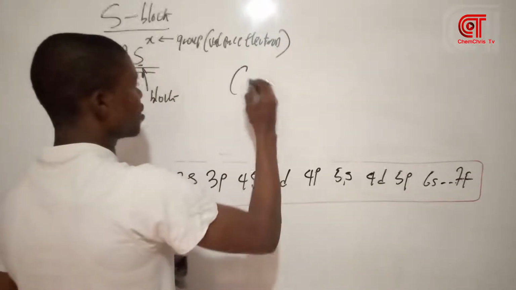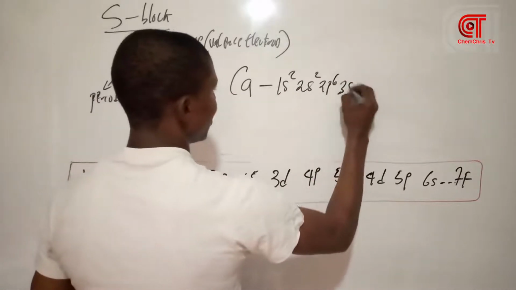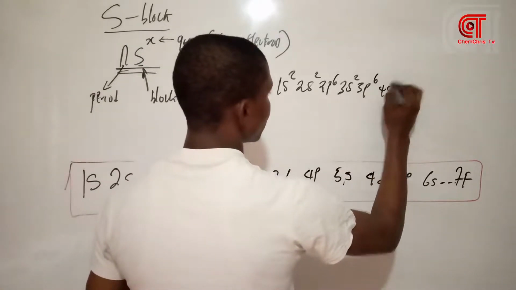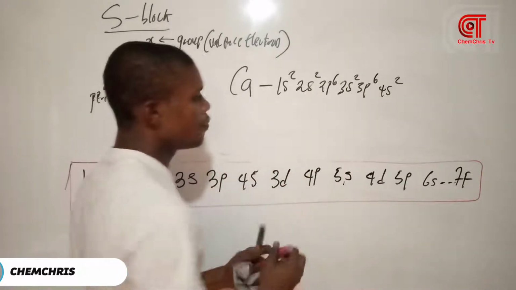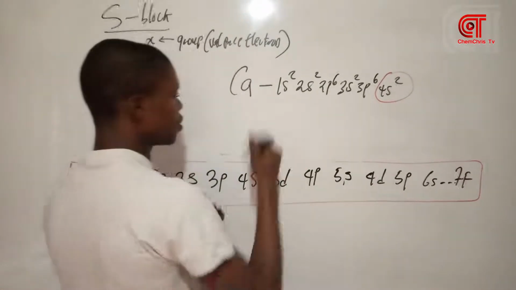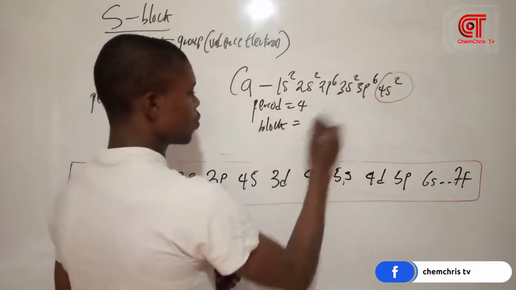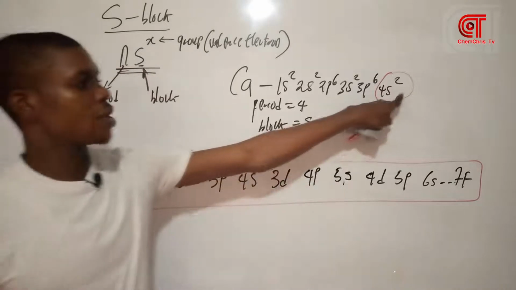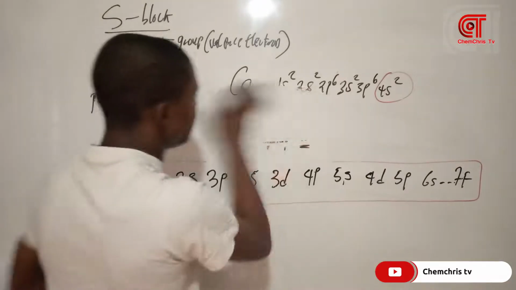Now maybe if you have calcium, it is 1s2, 2s2, 2p6, 3s2, 3p6, 4s2. Right? Good. Now where's my highest energy level? My highest energy level is 4s2. So I have to take it here, 4s2. So it means my period is 4, right? My block is s. My group is 2. Yeah, so you have to take note of this here. That's what we do for the s block. So now let's look at the p block.